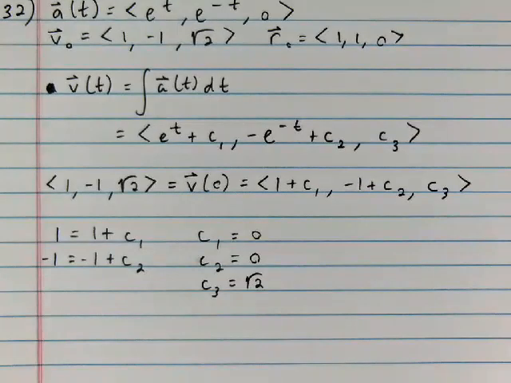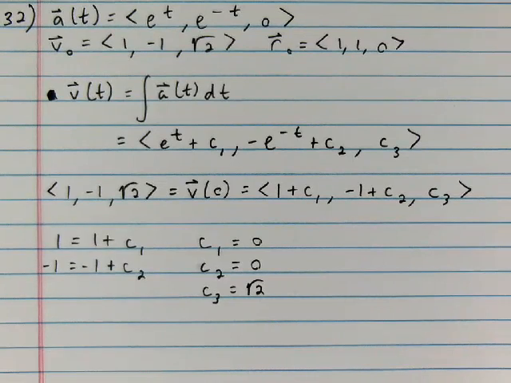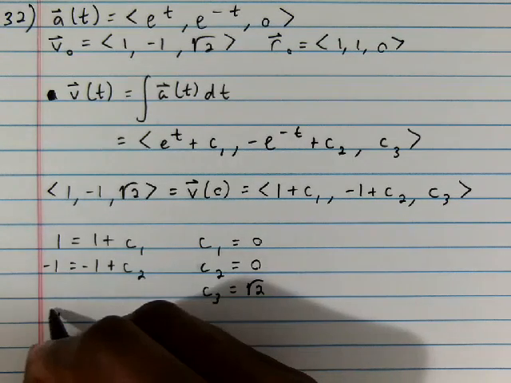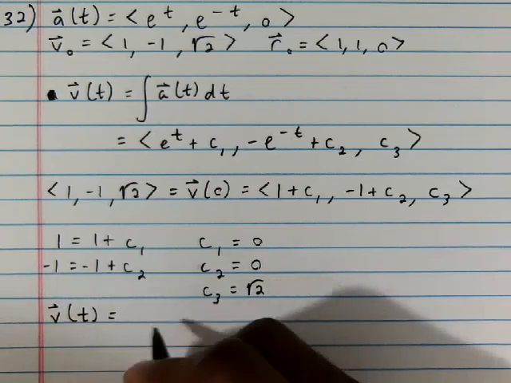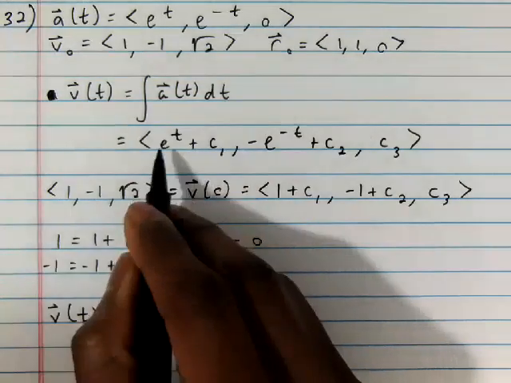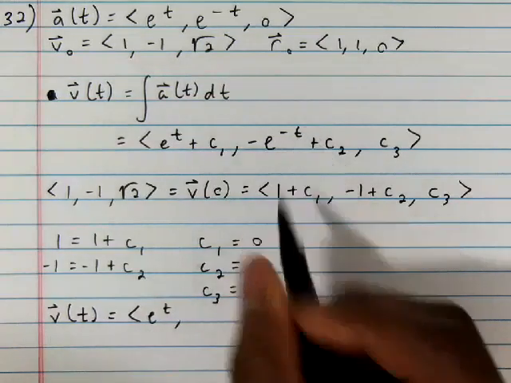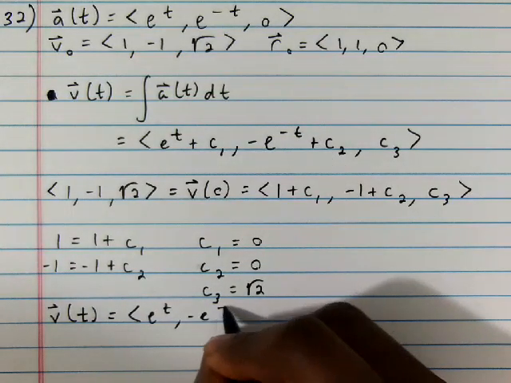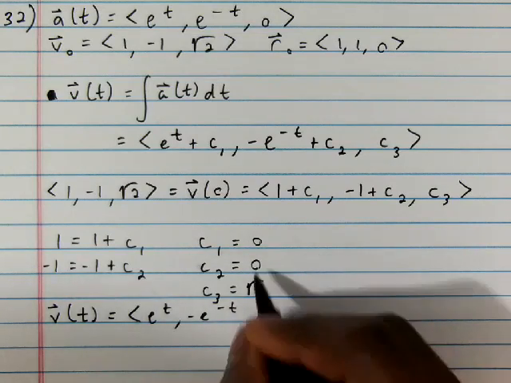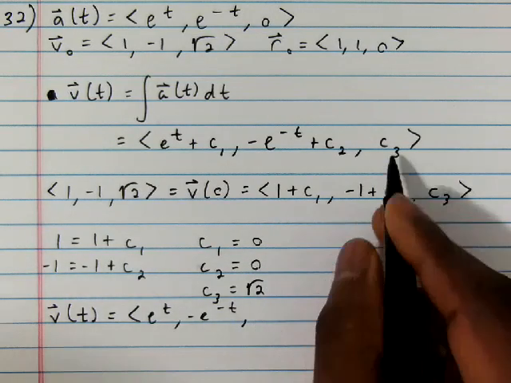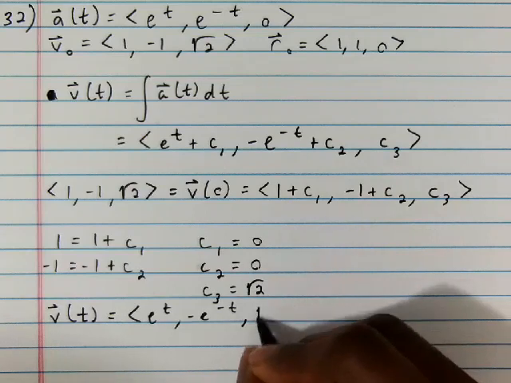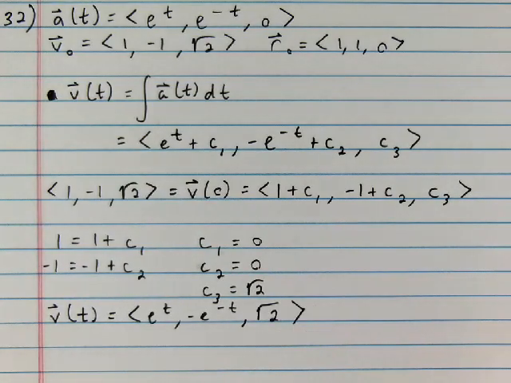And now we actually have our velocity vector. So v of t is equal to e to the t plus 0, so just e to the t there, negative e to the negative t plus 0, and then c3, which is just square root of 2. So that's our velocity vector. And now we just need to find our position vector, which is the last thing they asked for.